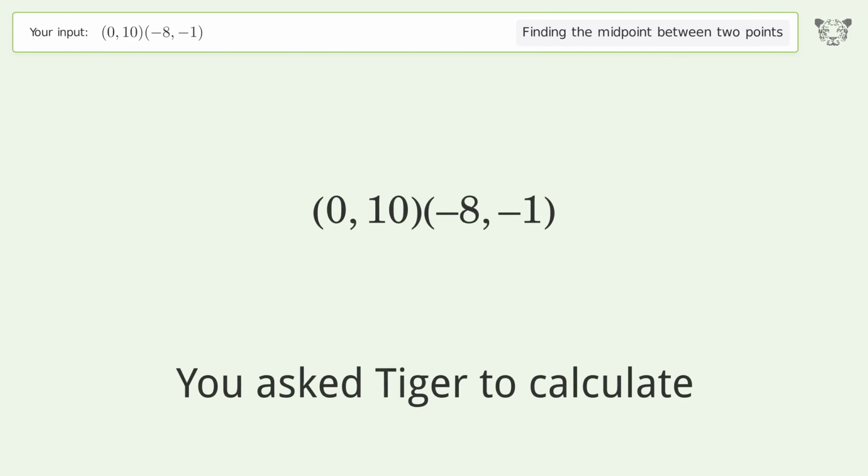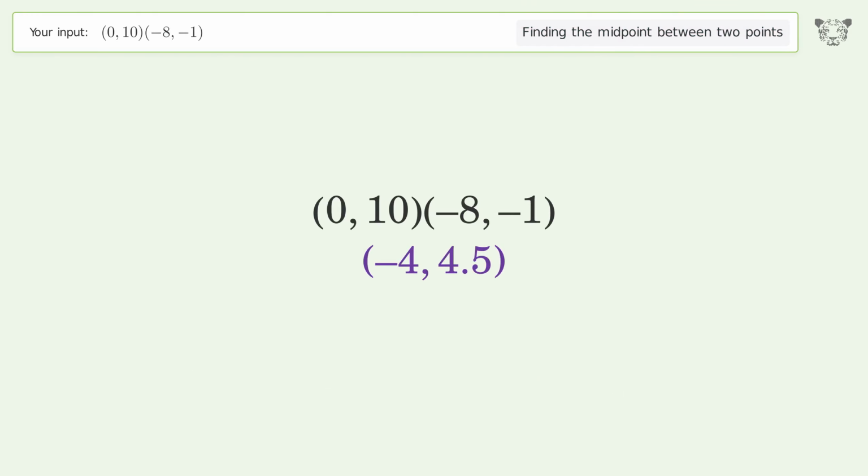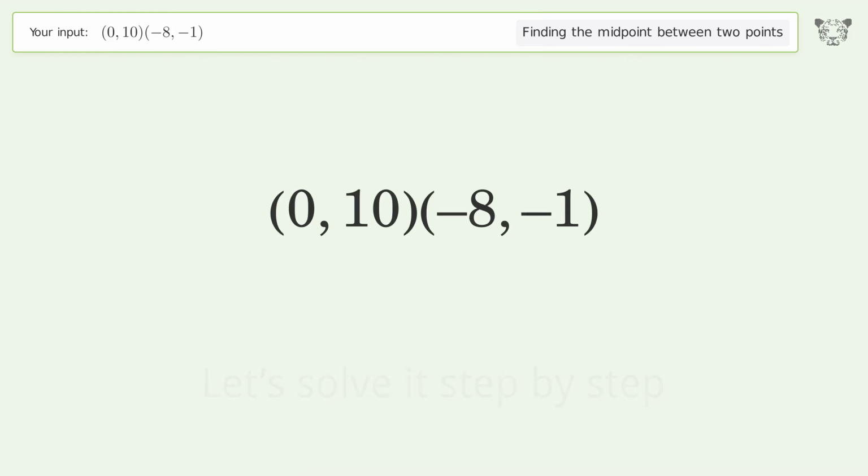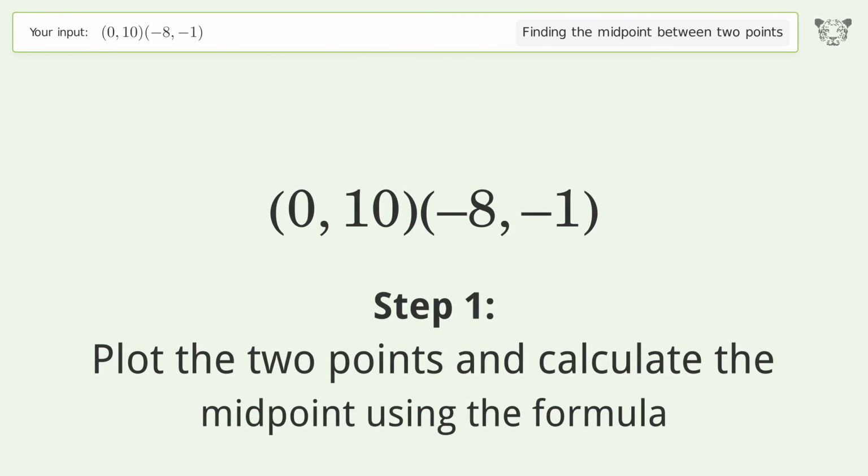You ask Tiger to calculate. This deals with finding the midpoint between 2 points. The midpoint between the 2 points is -4, 4.5. Let's solve it step by step. Plot the 2 points and calculate the midpoint using the formula.